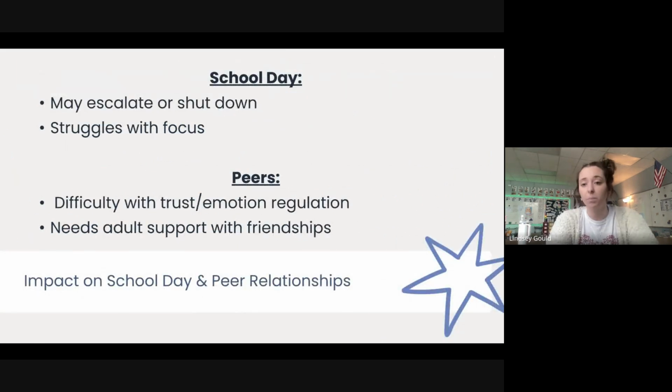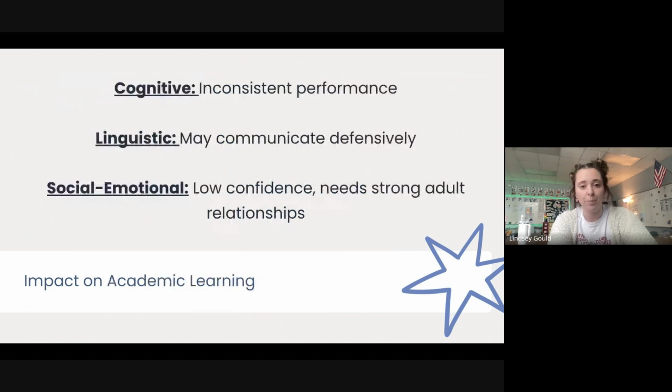Impact on school days and peer relationships. So students may escalate or shut down and struggle with focus, and with peers, difficulty with trust and emotional regulation, and needing adult support with friendships. This just comes with a lot of support with social interaction. Many times, ED students' biggest struggle is that workload mixed with the socialization load all in school. Small group learning, smaller settings can usually help these students be a little bit more successful.